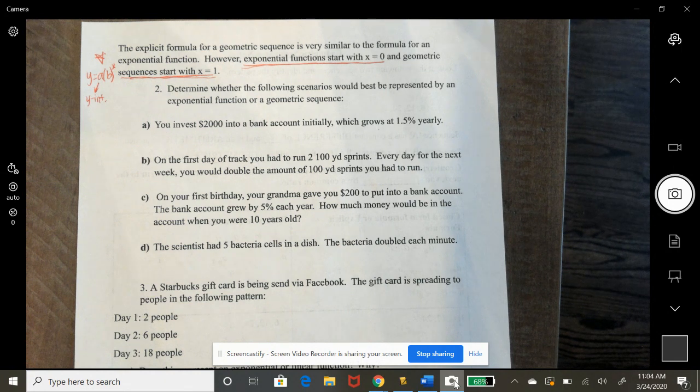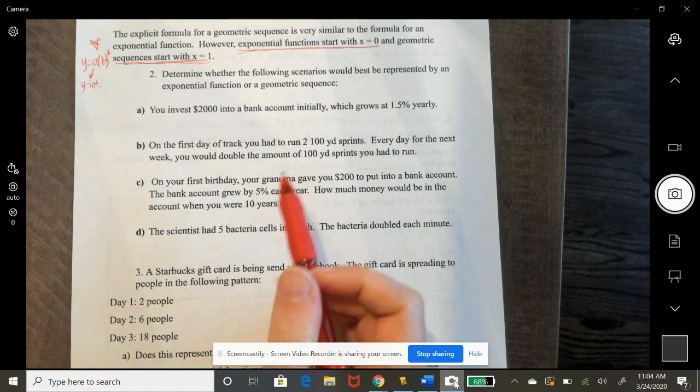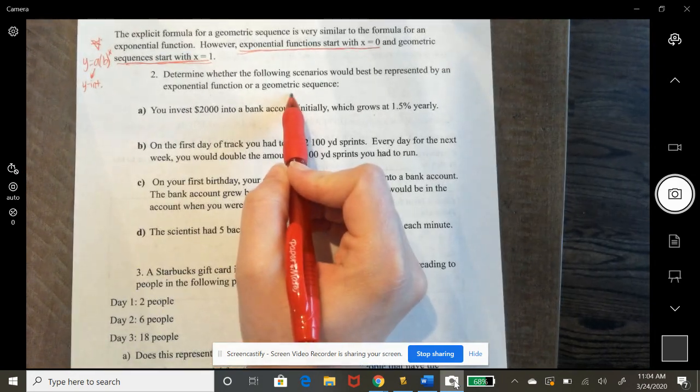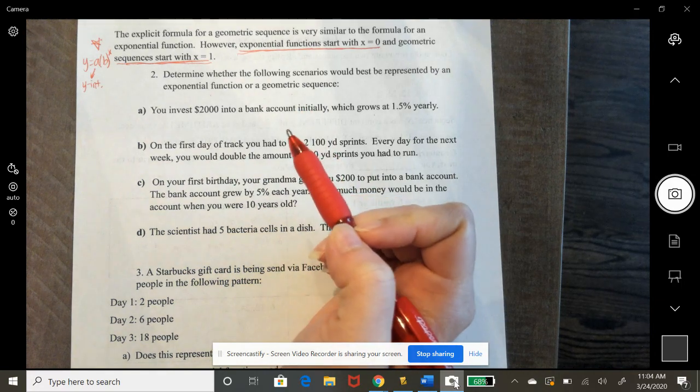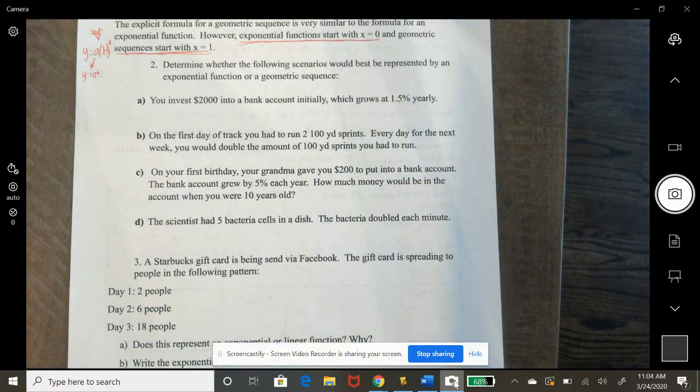The best way to look at this is, are you starting at 0, or are you starting at 1? In word problems, you kind of have to look for whether it is an initial value, or the first day or the first hour. That'll help you tell the difference between those. So we're just going to go through number 2 and look at whether they would be best represented by an exponential function or a geometric sequence. You can use both, they both work, but there's a best answer for each one.